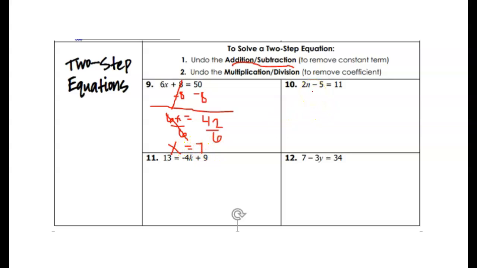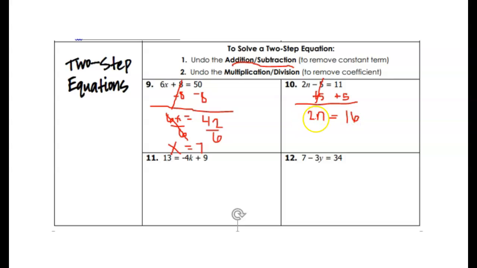Let's look at number 10. Again, 2n minus 5 equals 11. I'm looking at the minus 5 first. I'm going to get rid of the subtraction first. So that means I do the inverse operation. I'm going to add 5 to both sides. When I add 5 to both sides, on the left side, the 5's cancel. So I'm doing the great undoing. I'm getting n by itself. So I got 2n now on the left, and it equals 16.